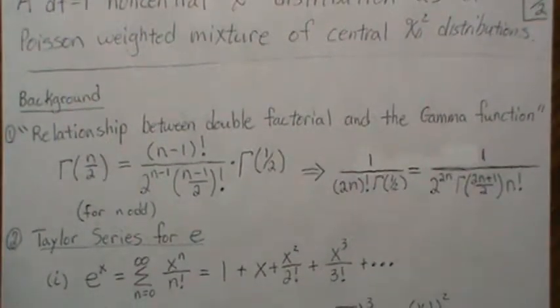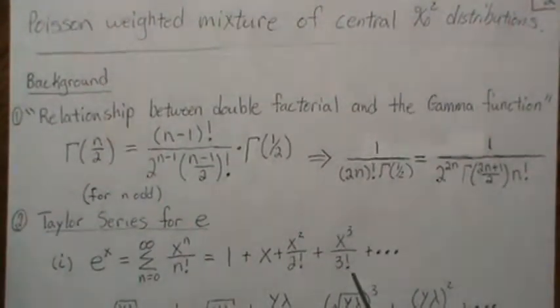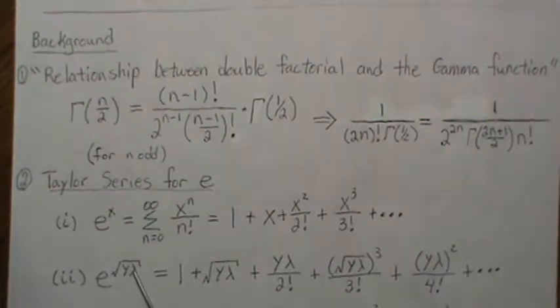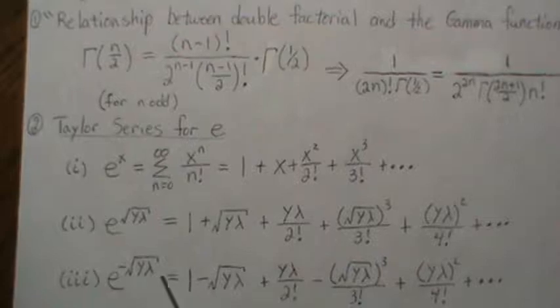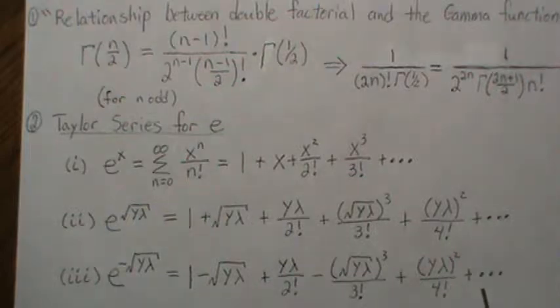Now, also background is a Taylor series for e. So e to the x can be written like this. It's sort of a well-known result. But we can put different things in for x, and it still converges. So if we put in the square root of y times lambda, then we can write it like this. If you take the square of the square root, you just get it back, and so forth. Or we could stick in minus square root of y times lambda, and then we get this.